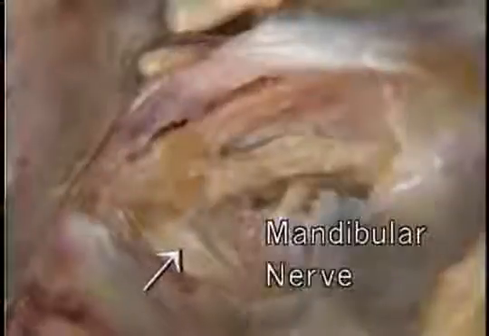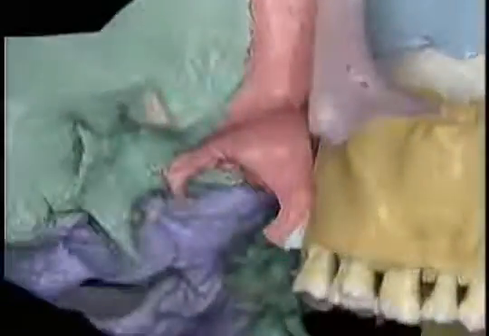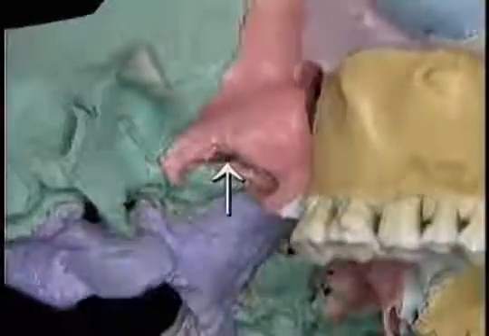Now we'll move on to look at the third division of the trigeminal, the mandibular nerve. Here's the mandibular nerve leaving the trigeminal ganglion. The mandibular nerve passes downward through the foramen ovale. The foramen ovale emerges under here. The foramen is just behind the root of the lateral pterygoid plate.